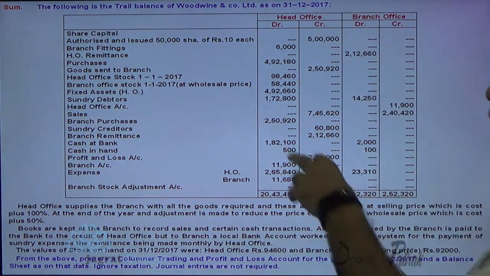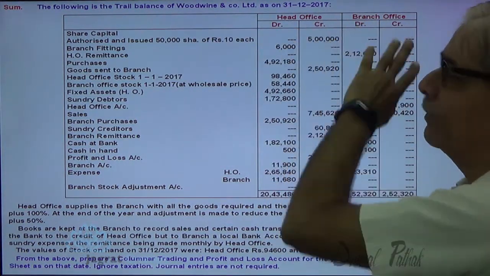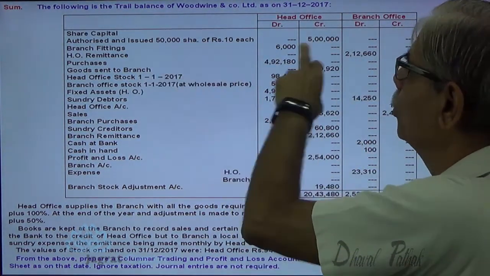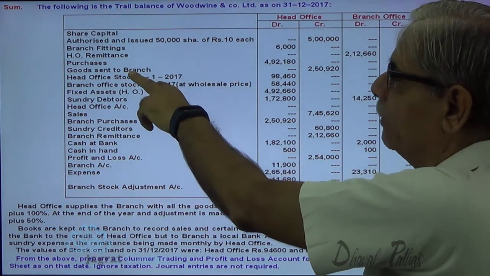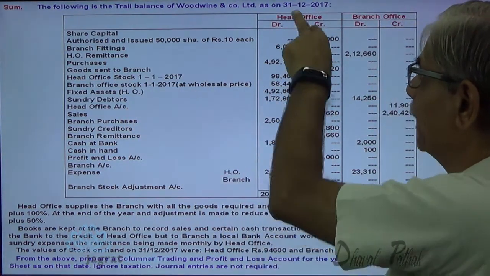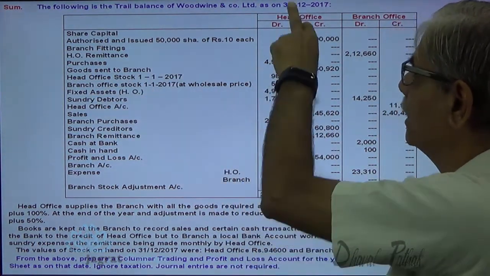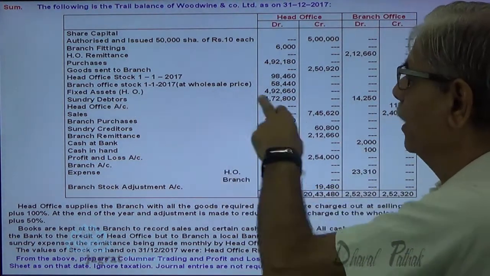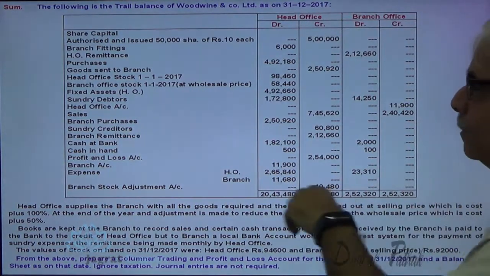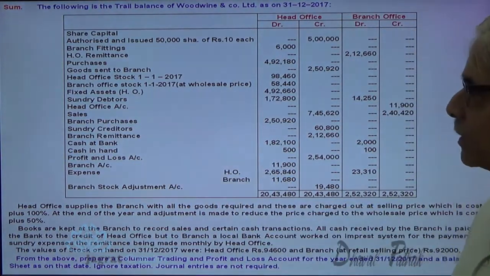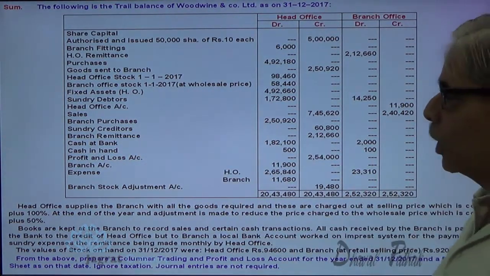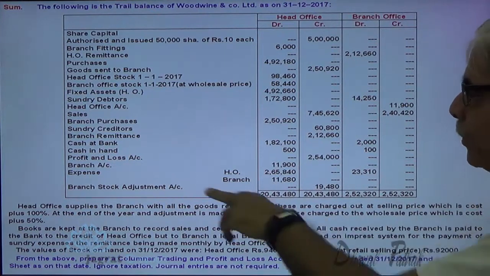The following is the trial balance of Woodbine Company as on 31st of December 2017: share capital authorized and issued, branch fittings, HO remittance, purchase, goods sent to branch, head office stock (in head office trial balance), branch stock (in head office trial balance), debtors, head office account, sales, branch purchases, creditors, branch remittance, cash at bank, cash in hand, profit and loss account, branch expense for HO, and branch adjustment account.